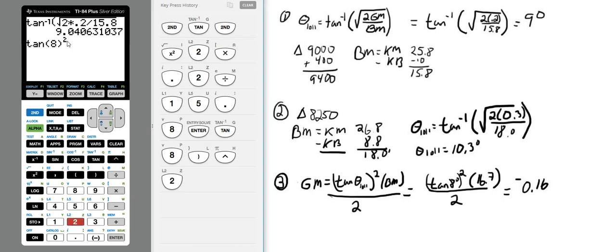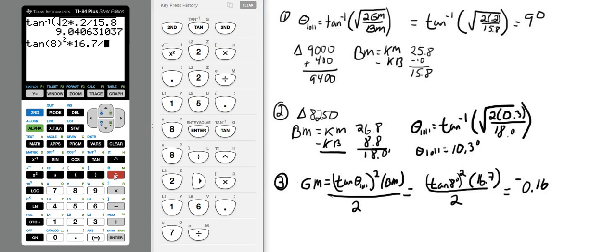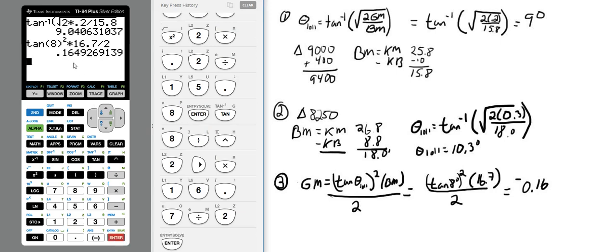Okay, now I'm still in exponent mode. I've got to get out of it, and it's telling me to hit the right arrow button. That's going to drop me out of exponent mode. Now I'm going to say times 16.7, and then I'm just going to divide that whole mess by 2, and boom, 0.16, okay? All right, and there it is right there. So there are the keystrokes for that.